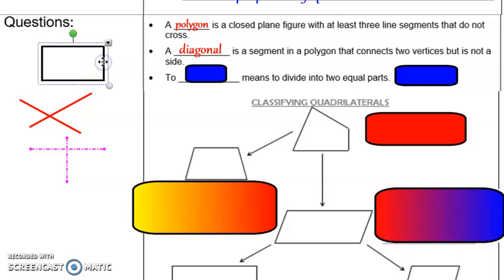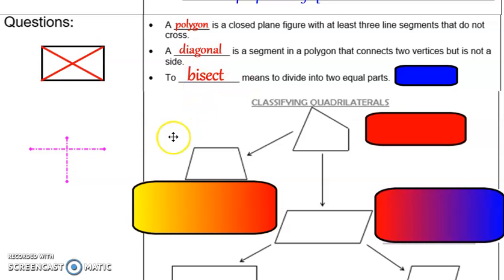So take a look at this rectangle over here. That's an example of a polygon. I can connect the vertices across from each other, and that is what they call a diagonal. So there's one diagonal, and now I can connect this top left corner to this bottom right corner. And there are my 2 diagonals for that rectangle.